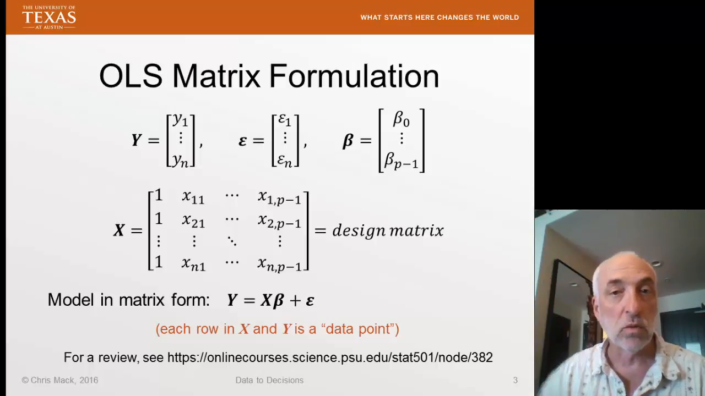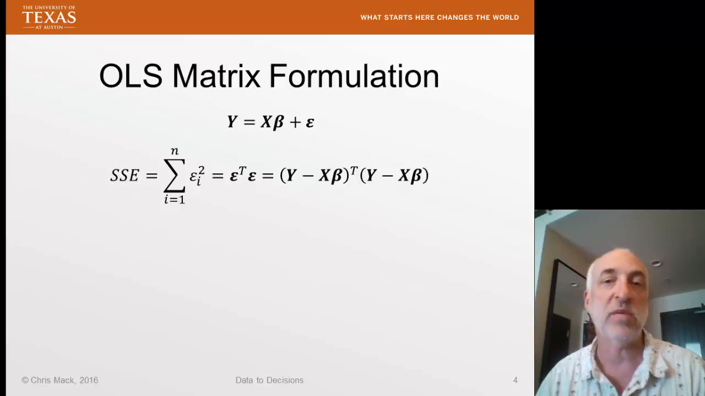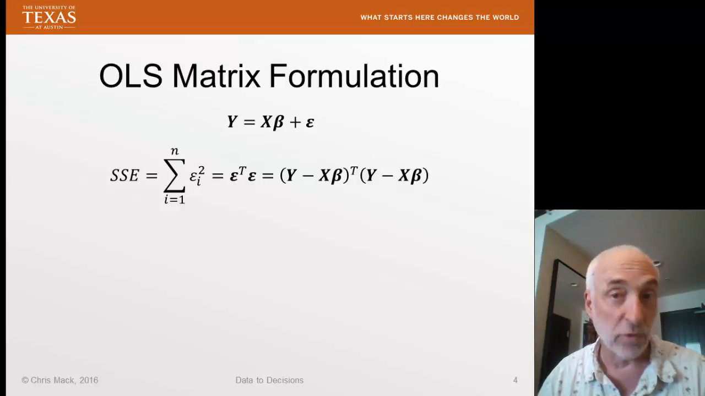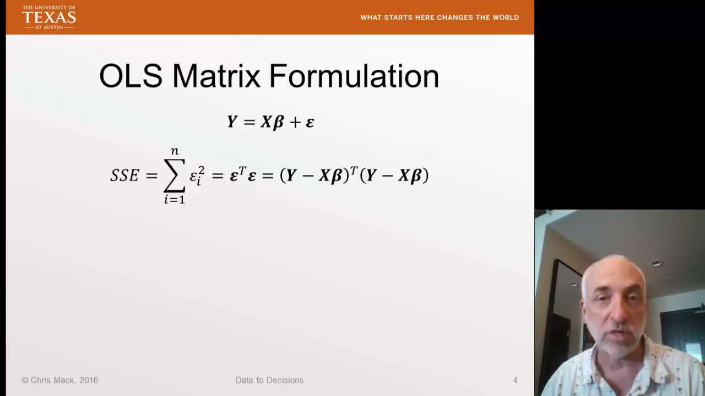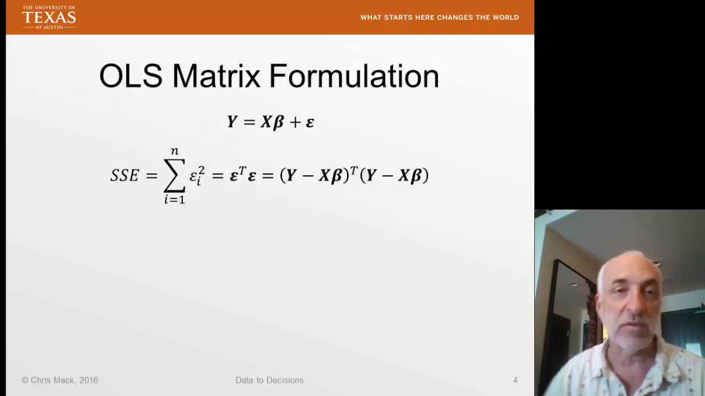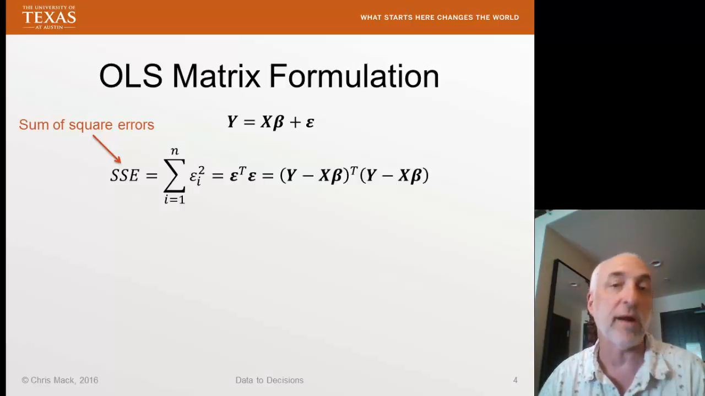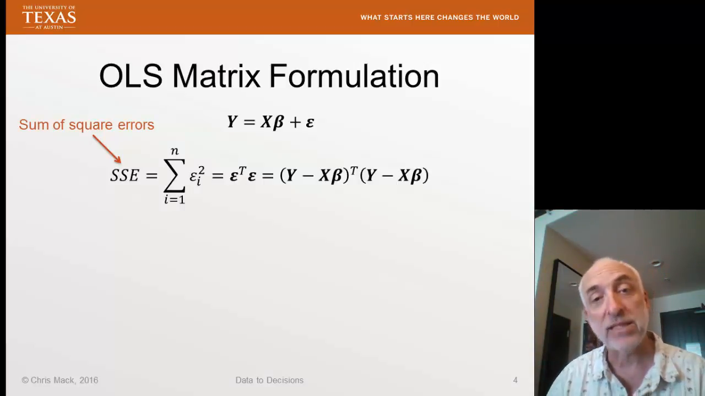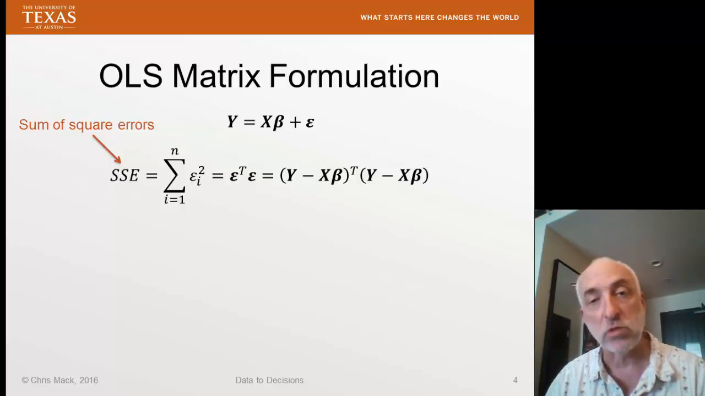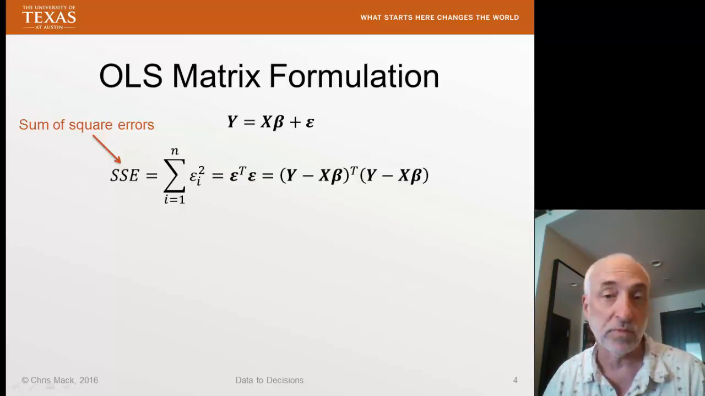Now, we're going to apply the concept of maximum likelihood estimation to this matrix formulation of our problem. And to do that, we'll begin by defining the sum of square errors. Just like before, it's going to be the sum of all the residuals squared. We can represent the sum of the square of the residuals in the following matrix notation. It will be the transpose of the residuals multiplied by the residuals.